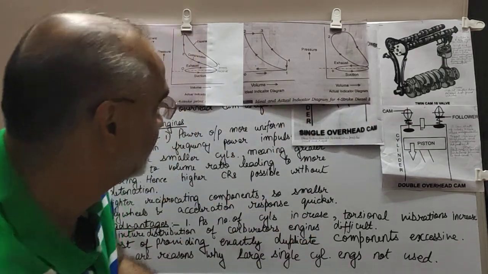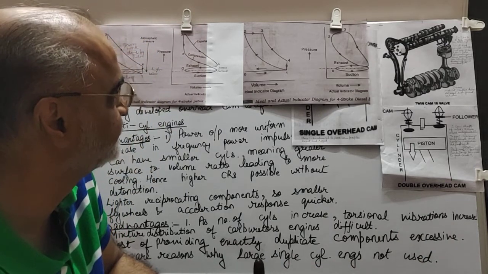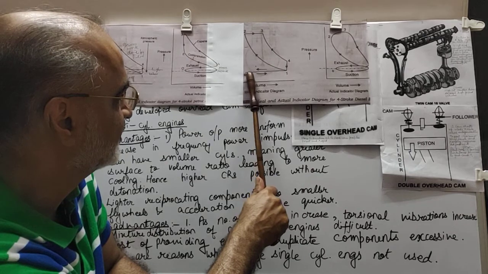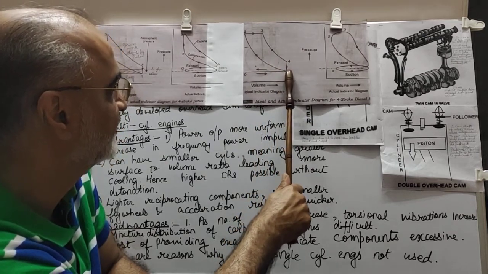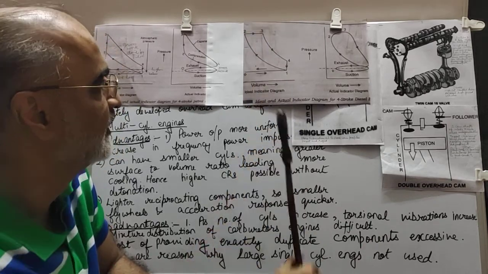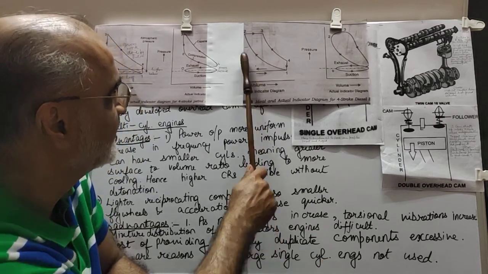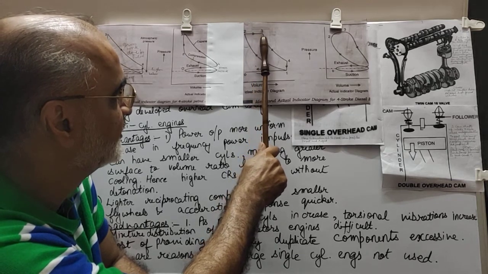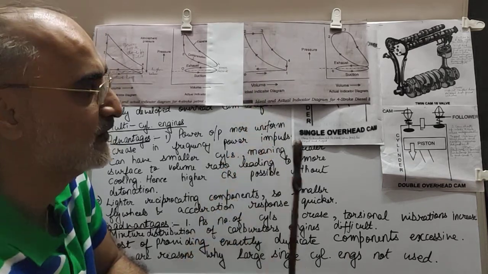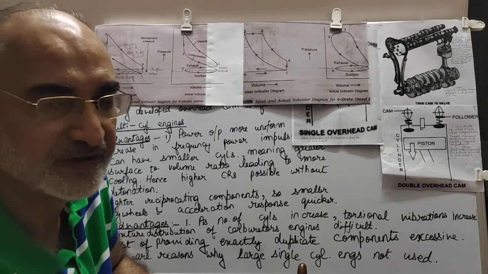Now let us look at the ideal and actual indicator diagram for a four-stroke diesel engine. Pressure volume, induction stroke, 1 to 2 compression, 2 to 3 start of combustion, and notice here that it is at constant pressure. That's why it's also called a constant pressure engine.